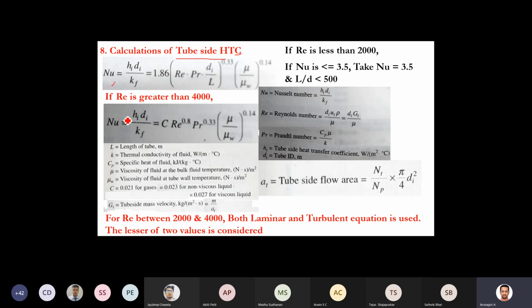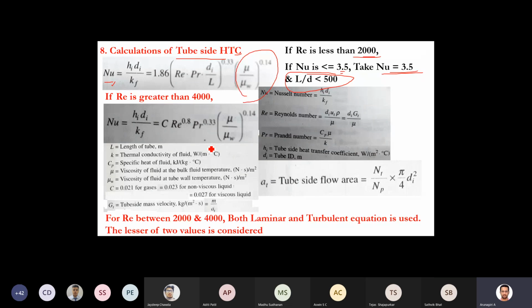Here you can use the Sieder-Tate equation. Okay. That is what we have discussed in the double pipe heat exchanger. You can use the same equation here. The condition is that the Reynolds number should be less than 2000, or if you get a Nusselt number less than 3.5, then you can take the Nusselt number as 3.5. Then the L by D ratio should be less than 500. These are all the conditions to use the Sieder-Tate equation.